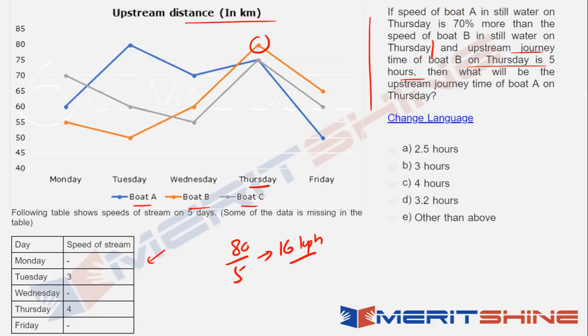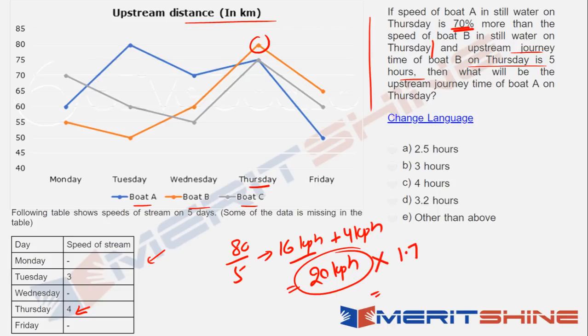What is the speed of stream on Thursday? It's 4. So what is the speed of B, speed of boat B in still water? That would be this 16 km per hour plus 4 km per hour. That would be 20 kilometers per hour. What is this 20 km per hour? Speed of boat B in still water. Now what is speed of boat A in still water? 70% more than that. So 20 km per hour into 1.7. So this is again not too much of a problem for you. This becomes 34 kilometers per hour. So this is the speed of boat A in still water, and what would be the upstream speed?